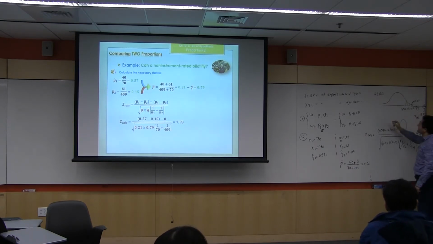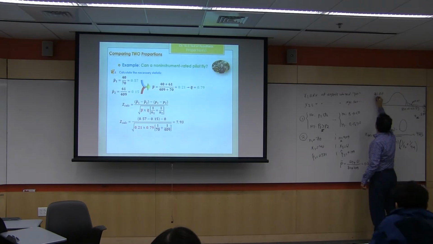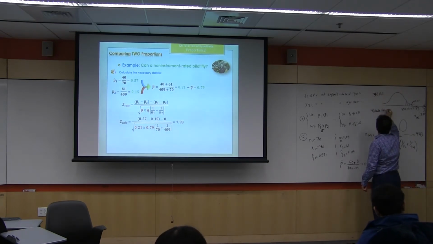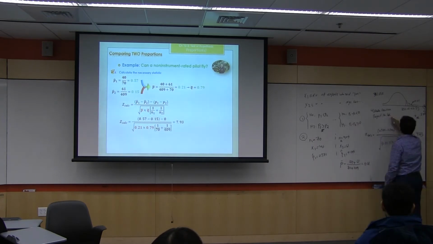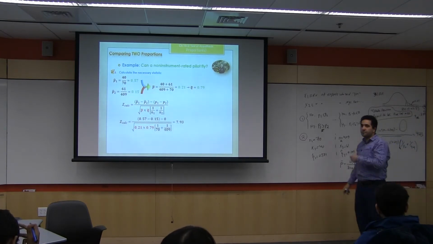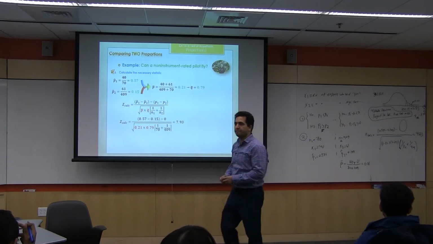What do you conclude? That was 3, folks, sorry. 3 and 4: make a decision. What do you reject? What do you conclude? Reject? Because it falls in the rejection region. Yes. Z-calc lies in the rejection region. Is that right?